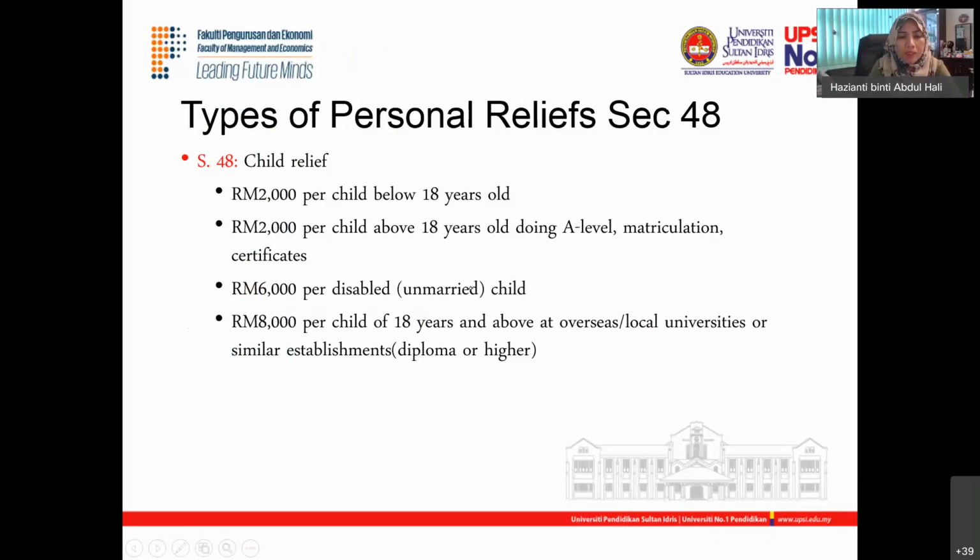For disabled child, dengan syarat unmarried, ini semua kena syarat dia kena unmarried. Once married dah tak boleh lah. The parents cannot claim because once you get married, biasanya kalau perempuan, the tax number tu akan detect dengan the husband. So once married dah tak boleh, parent cannot claim lah. Alright, if the child is disabled, 6,000. If the child is 18 years old and above, study at overseas or local universities, diploma or higher level, like you, semua orang yang dekat EPSI ni, so your parents can claim up to 8,000 per child. Banyak, so let's say ada 5 beradik, 5 dekat universiti, so your parent can claim up to 40,000 untuk relief sahaja. Okay.